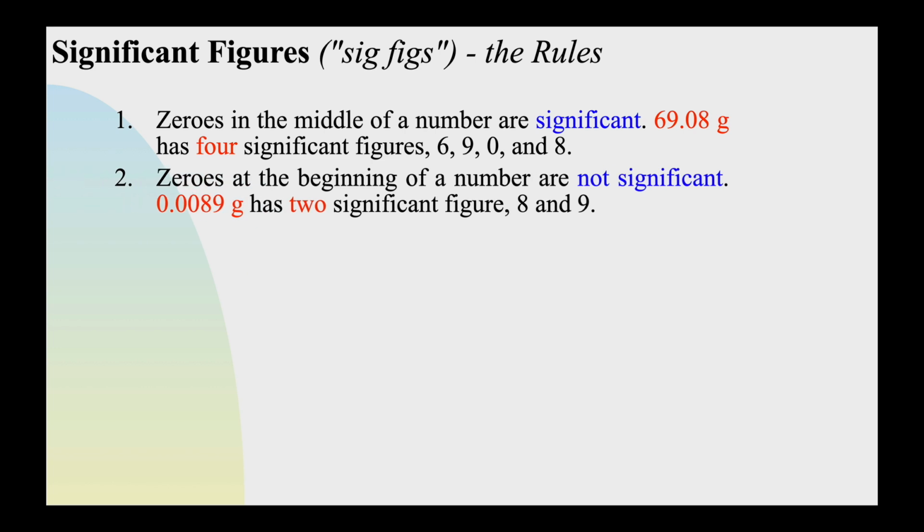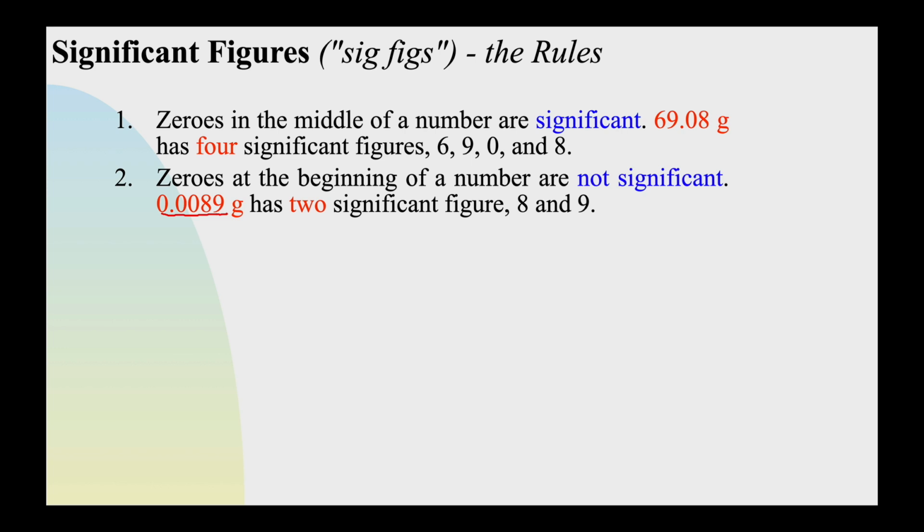If the zeros, though, are at the beginning of a number, then they are not significant, and I would call them placeholders. So 0.0089, the first 3 zeros just tell you where the number starts. There's a big difference between 0.0089 and 8900. All right, one's really small and one's really big. So the initial zeros just tell you where to start on the number line. So 0.0089 has 2 sig figs. The 9 is the doubtful digit. Note that in scientific notation, that would be 8.9 times 10 to the minus 3. Those zeros disappear in scientific notation.